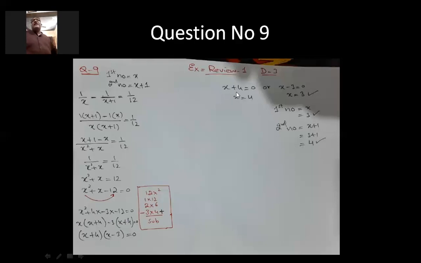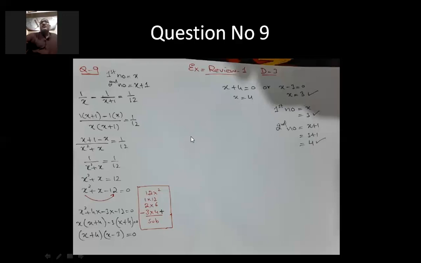So it means either the first bracket is 0, x plus 4 is equals 0. So x will be equals to minus 4. Okay. And x minus 3 is equals to 0. So x will be equals to 3. Because this number is negative. This I just forgot, I think, to write here negative. So because it's negative, he said the numbers are positive. So that's why this will be neglected. So the x value is 3.